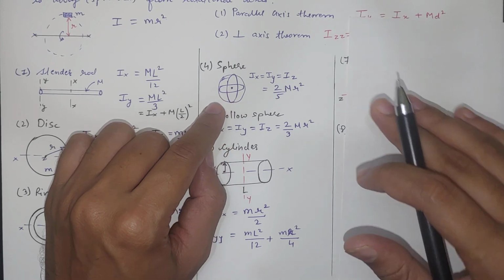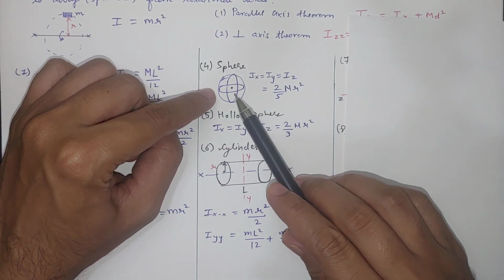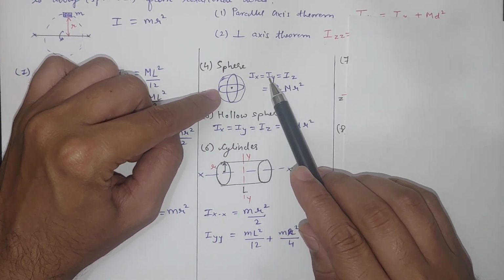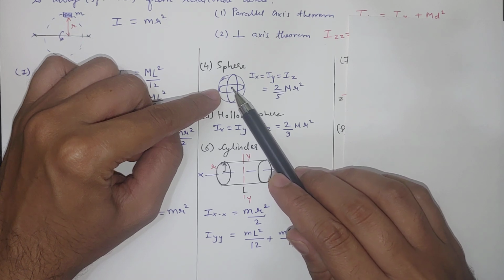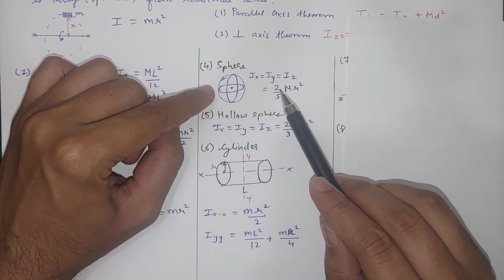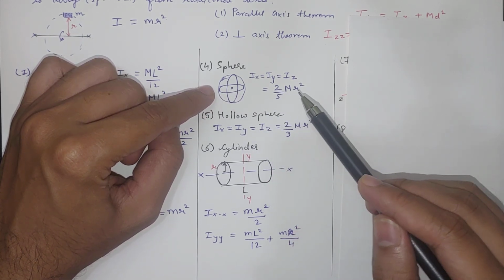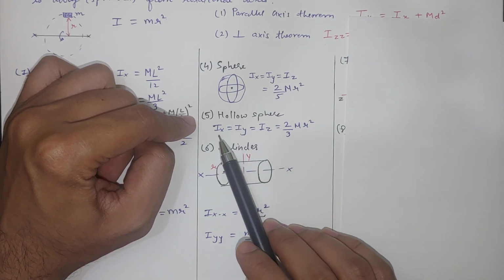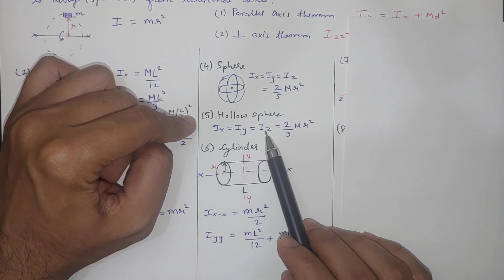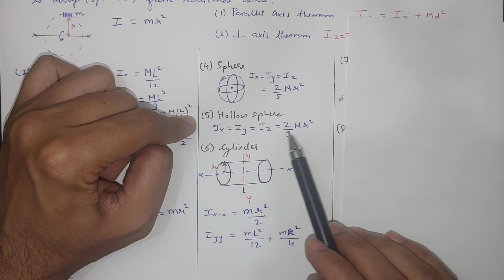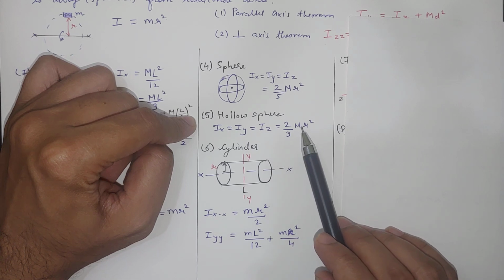For a solid sphere, all three axes will be the same, Ix, Iy and Iz, because it is symmetrical about all the axes. It will be simply 2/5 mr square. For a hollow sphere, same situation, all three axes are the same, but the moment of inertia will increase because m will be distributed far from the center.